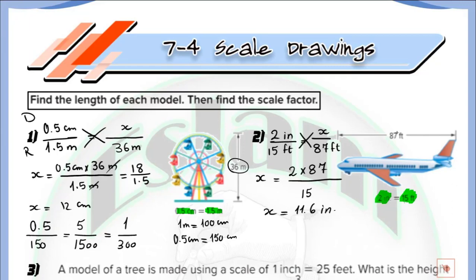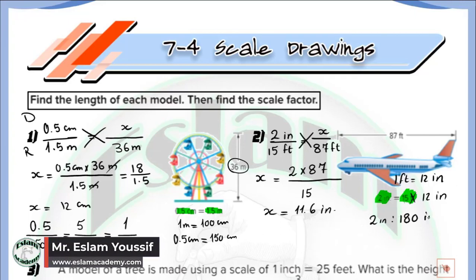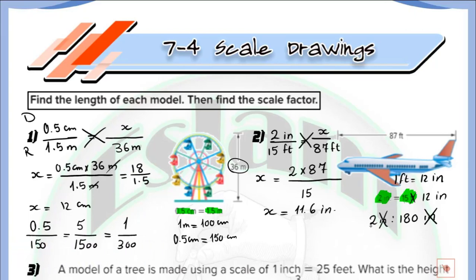Now we need to find the scale factor. Again, what is the meaning of the scale factor? The scale factor is the ratio between two numbers with the same unit. So we need to write both of them with the same unit. As we know that 1 foot is equal to 12 inch, all we have to do is remove foot and replace it with 12 inch. So now for each 2 inch, it represents 12 multiplied by 15, which is 180 inches. Because both of them have the same unit, I will not write the unit anymore. So for each 2 unit, it represents 180. To write it in the simplest form, you can divide it by 2.